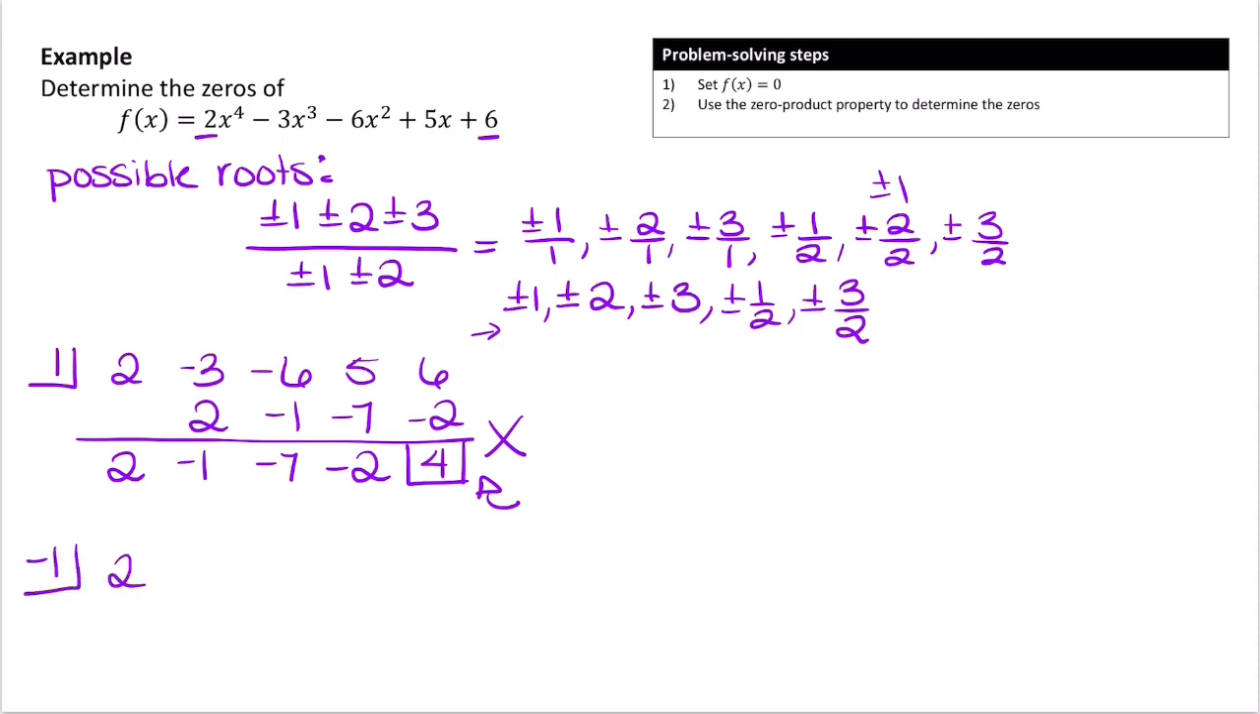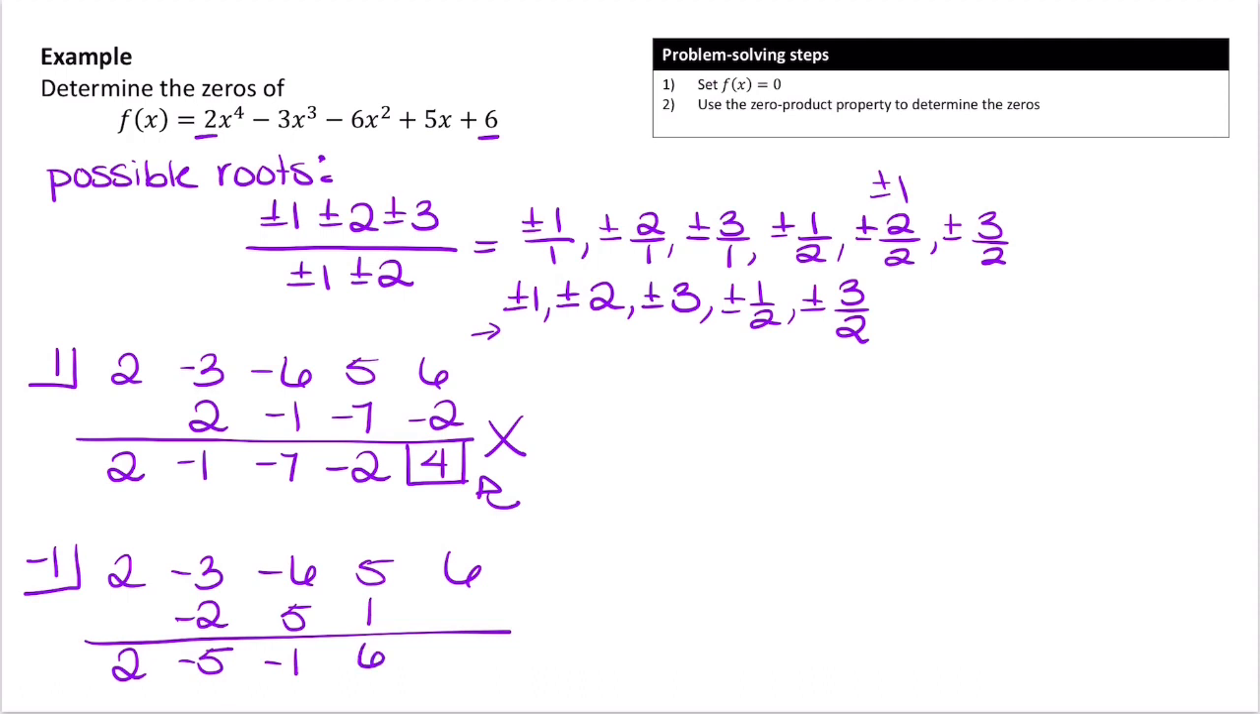So let's just try negative 1 and see if that's going to work. So I'm going to once again write out my coefficients. So I'm going to bring down 2. 2 times negative 1 is negative 2. Negative 3 plus negative 2 is negative 5. Negative 5 times negative 1 is 5. Negative 6 plus 5 is negative 1. Negative 1 times negative 1 is 1. 5 plus 1 is 6. 6 times negative 1 is negative 6. And 6 plus negative 6 is 0. Okay, so x equals negative 1 is a root. So that means that x plus 1 is going to be a factor. Okay, so we finally determined one of our factors.